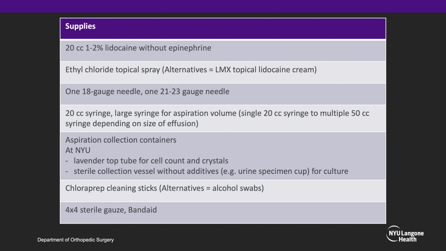If being performed for diagnostic reasons, aspiration collection containers are required. At our institution, this includes a lavender top tube for cell count and crystals, as well as a sterile collection vessel without additives, such as a urine specimen cup for cultures. ChloraPrep cleaning sticks and dressing supplies following the procedure are also required.